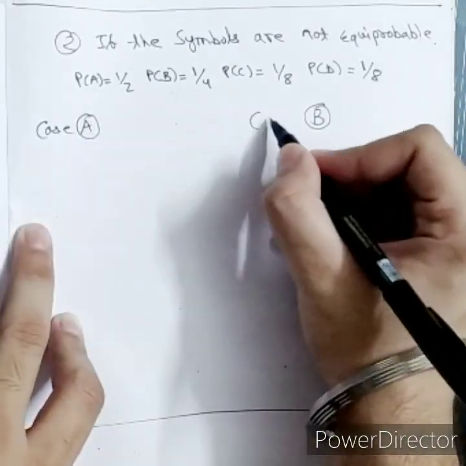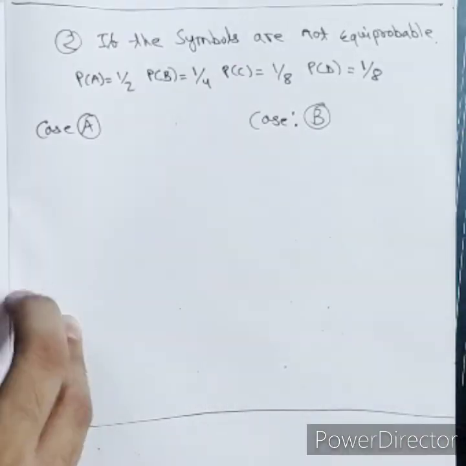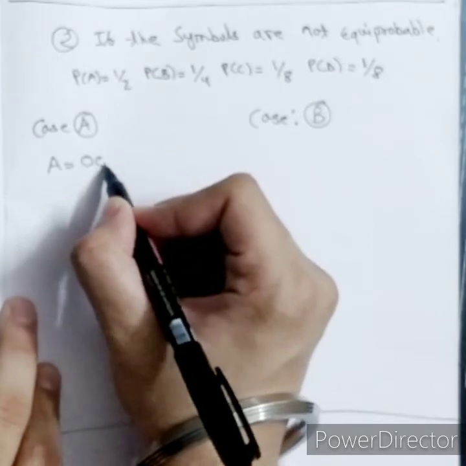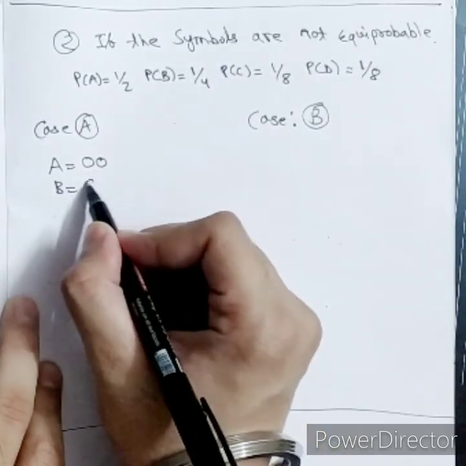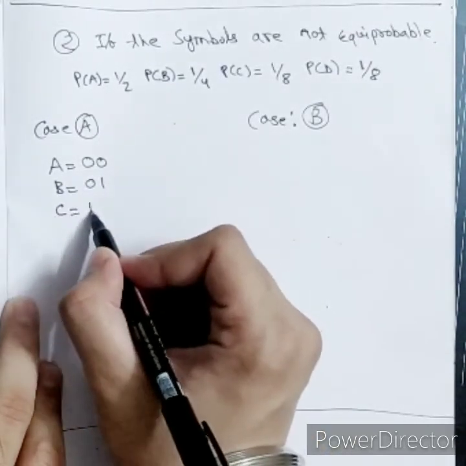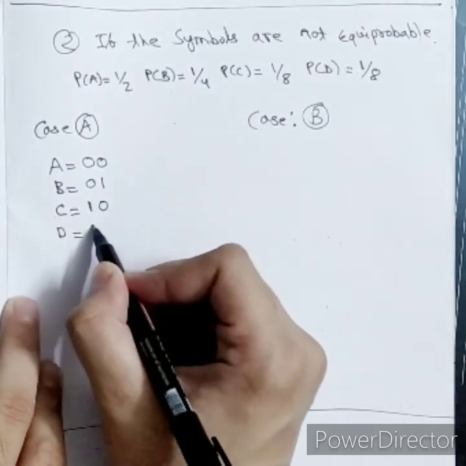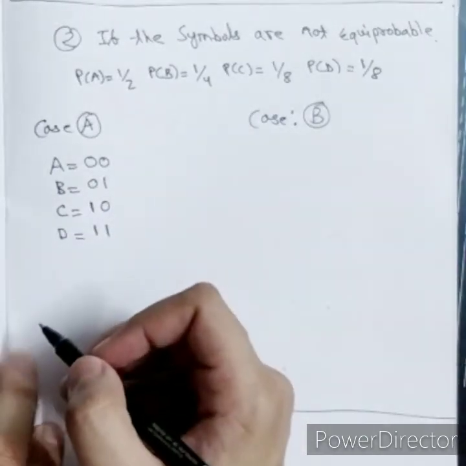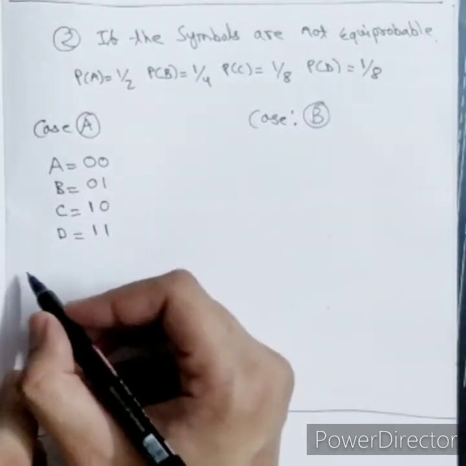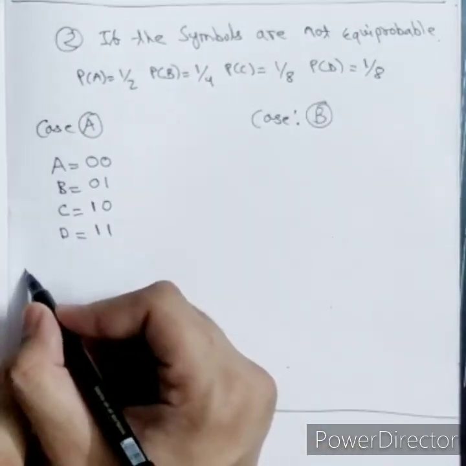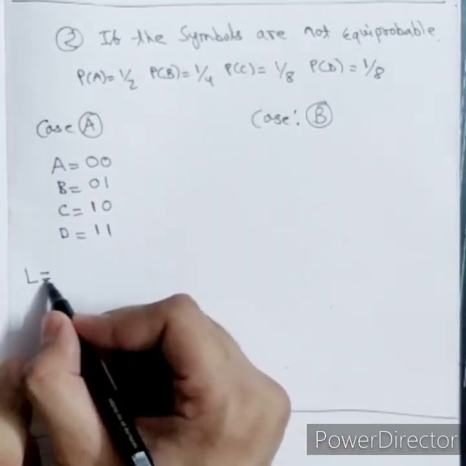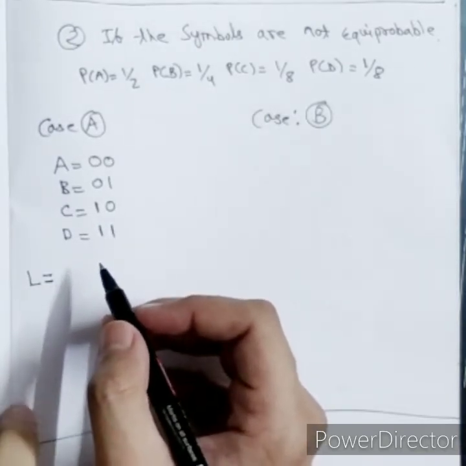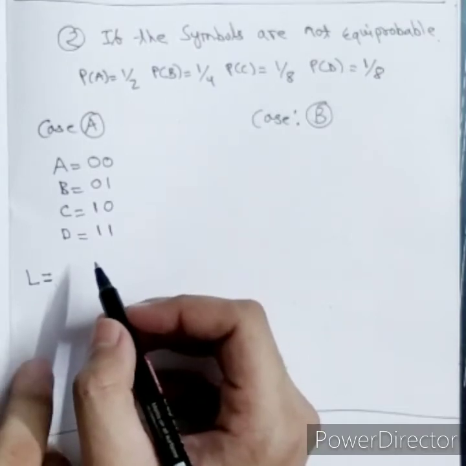Case A, case B. Now in case A, I am mapping A to 00, B to 01, C to 10, and D to 11. Okay, so in this case, let's calculate the average code word length. Average code word length is denoted by L. So L is equal to probability into the number of bits used in the code.